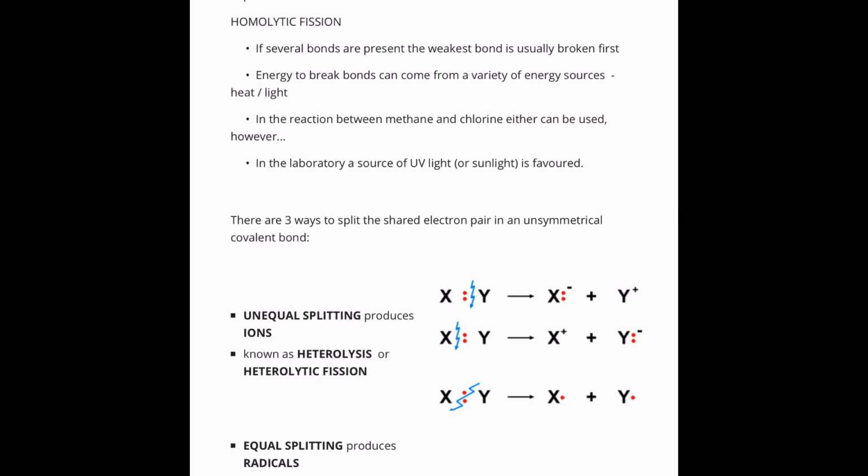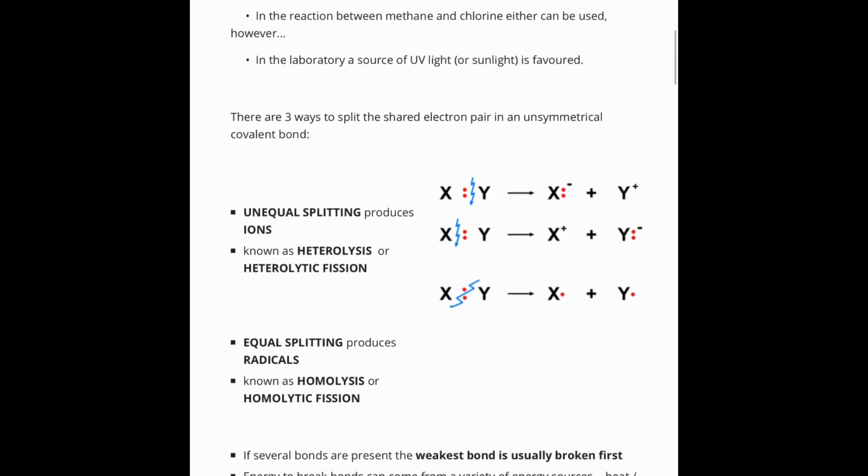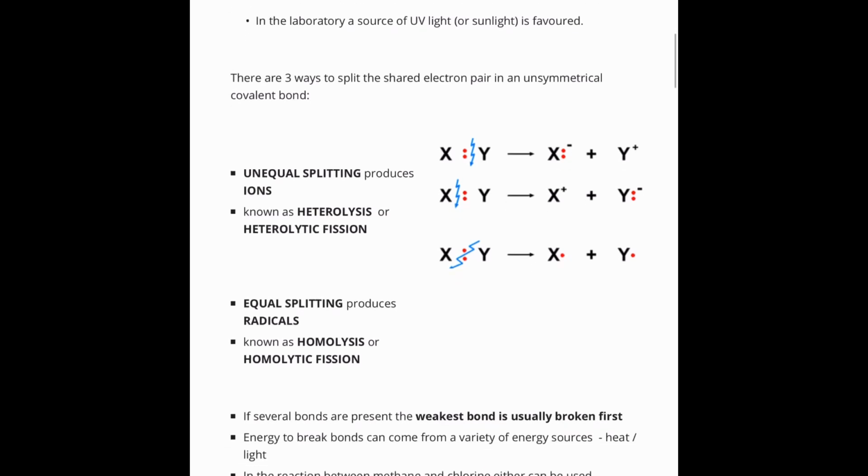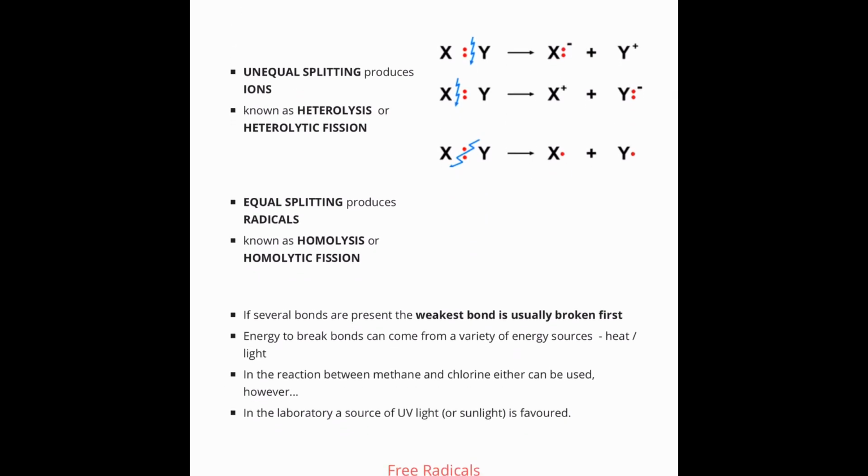Energy required to break bonds can come from a variety of sources. For IB's intents and purposes, it is UV light, and I'll show you that on the mechanism when I go through it shortly. In the reaction between methane and chlorine, you can use either, but it's standard to use UV. So there are three different ways of splitting, and we can represent them.